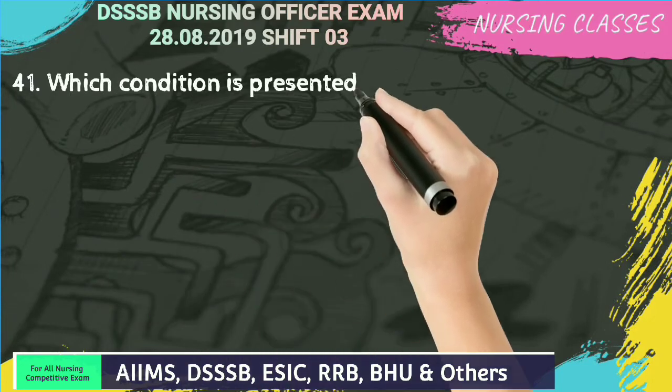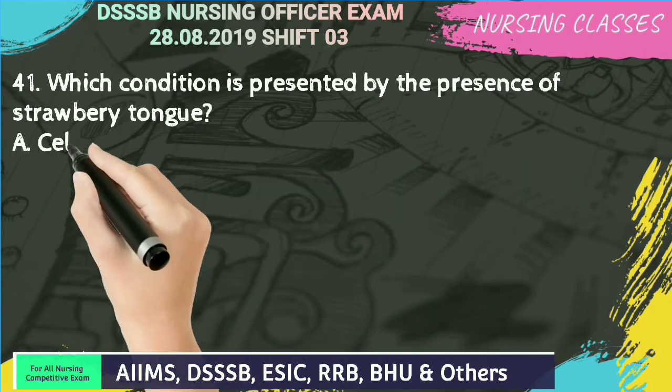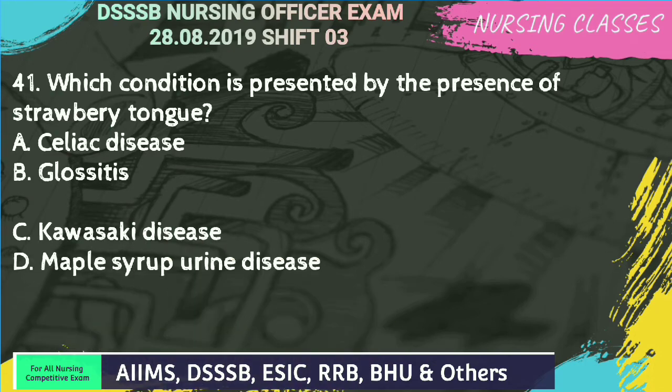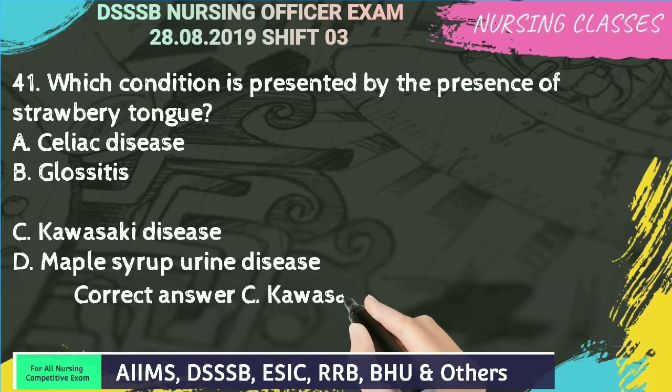41. Which condition is presented by the presence of strawberry tongue? A. Celiac disease. B. Glossitis. C. Kawasaki disease. D. Maple syrup urine disease. Correct answer C. Kawasaki disease.